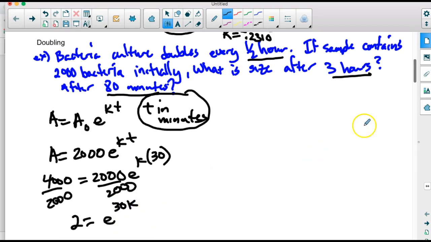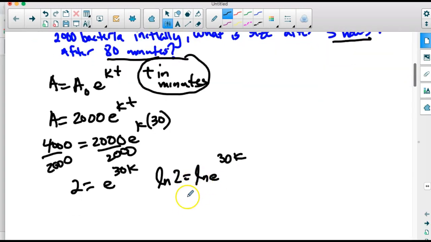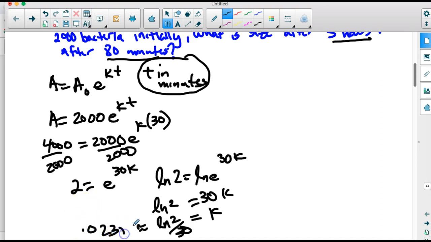Again, I'm going to use my natural logarithm. Take the natural log of both sides. We get 30k, because this is the inverse, so natural log of 2 equals 30k. K is natural log of 2 divided by 30, which is approximately, since this is growing, a positive k value, 0.0231 to 4 decimal places. So my equation is 2,000, my initial value, times e to the positive 0.0231 t.